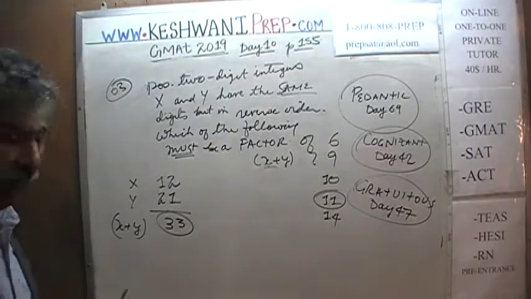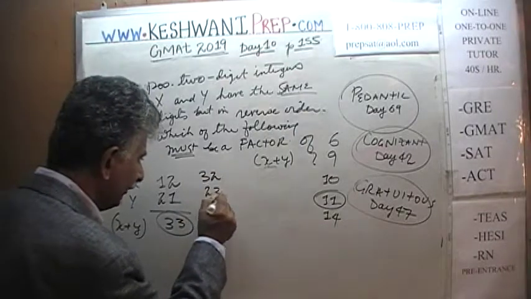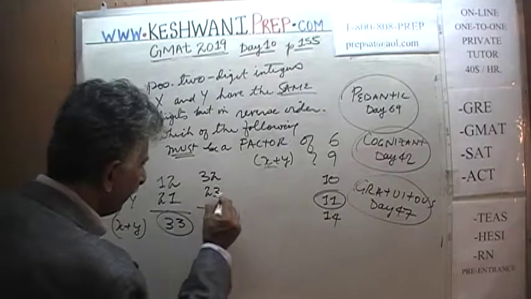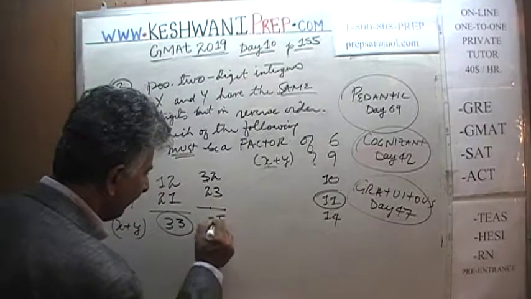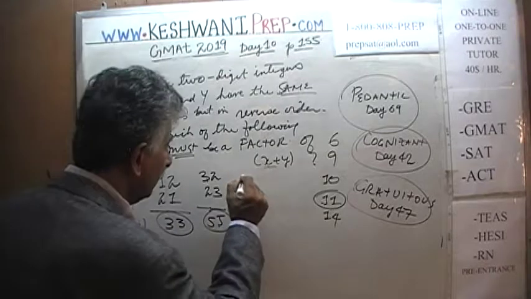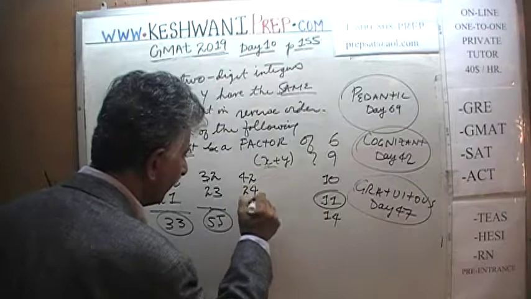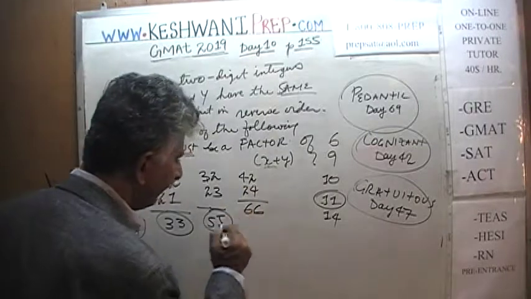We can try one more if you like. Let's try something else. How about 32 and 23? And again, we're going to get 5 and 5. And 55, as you can see, is a multiple of 11. You can try one more if you like. How about 42 and 24? You get 6 and 6.